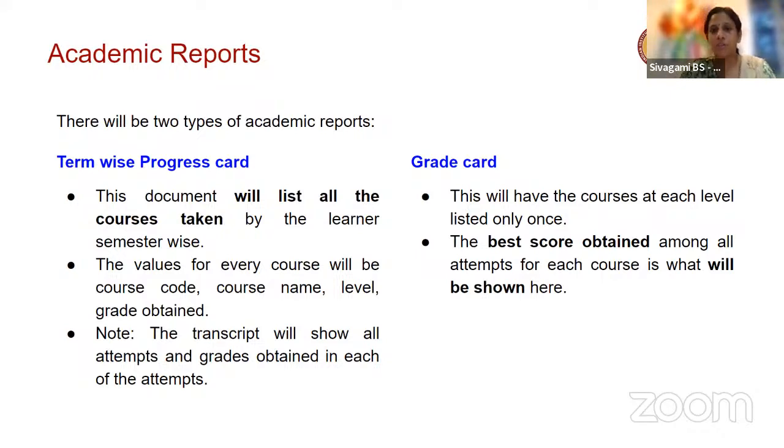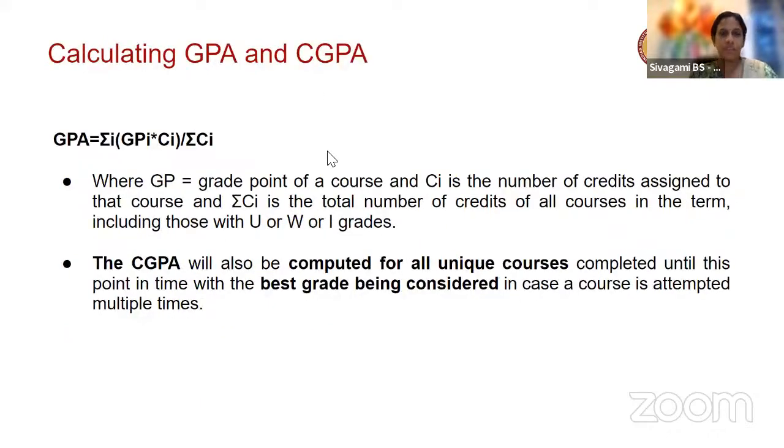The grades shown will be the best score obtained among all attempts for each course. Suppose you have opted for improvement for the same subject, then whichever is the best score is what it will take. So this is the way your GPA and CGPA will be calculated.